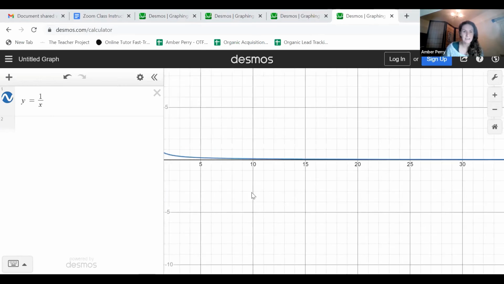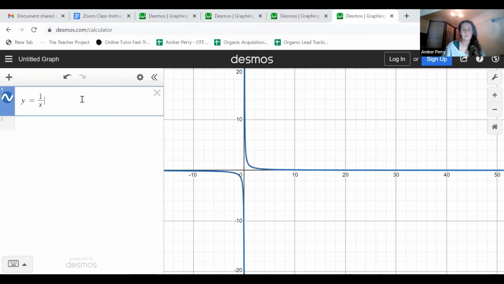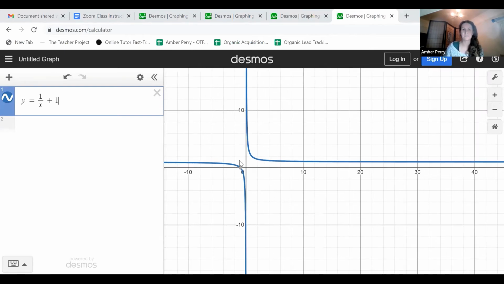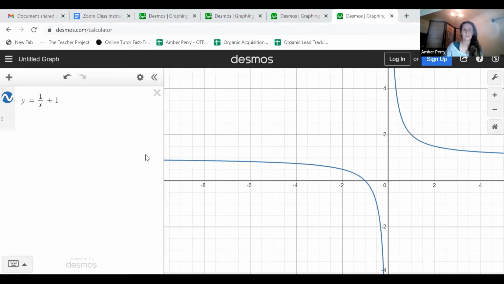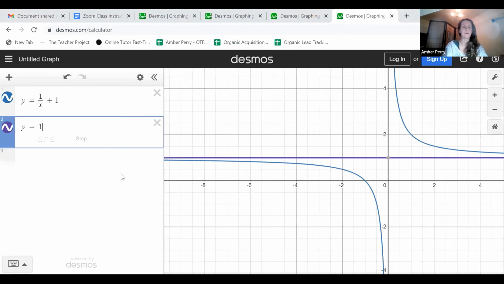But what happens if I put like +1 here? You can see actually now the asymptote has moved up to be on the y-axis at the point 1. So if I zoom in, this is the point 1. The asymptote is now 1, okay? In fact, it's easier to see that if I draw the line for you, y equals 1.